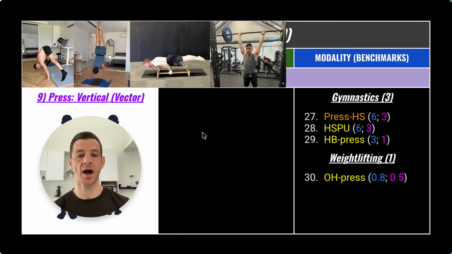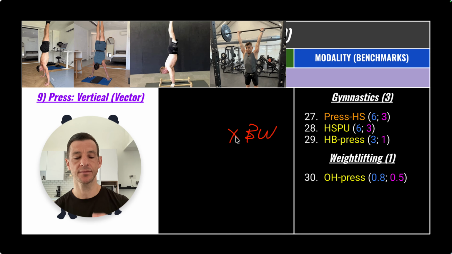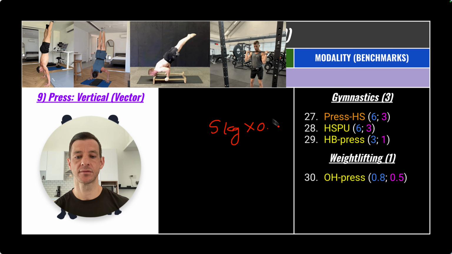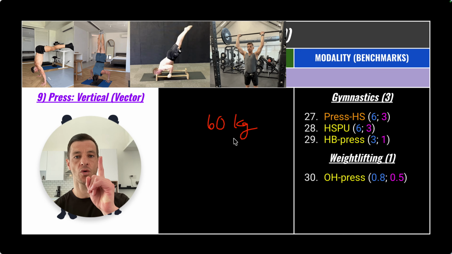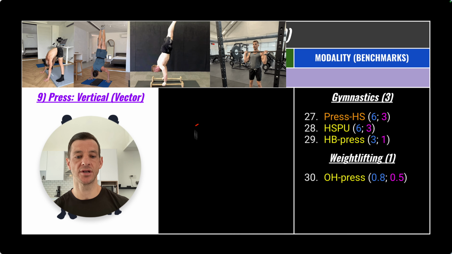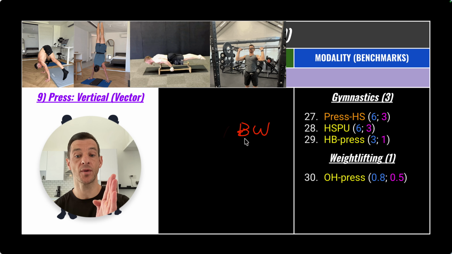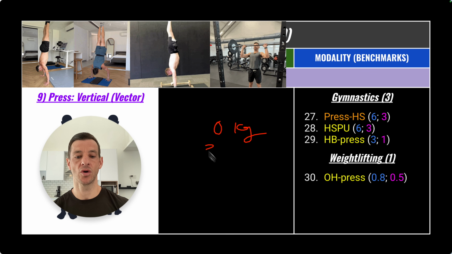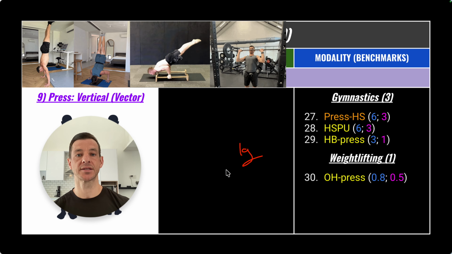Your target for the guys, you want to lift 80% of your body weight for at least 1 repetition. So for example, if you weigh 75 kilos, you want to lift at least 60 kilograms for 1 repetition. For the ladies, you are trying to lift at least 50% of your body weight. So for example, if you weigh 60 kilos, you are attempting a 30 kilogram 1 rep max.